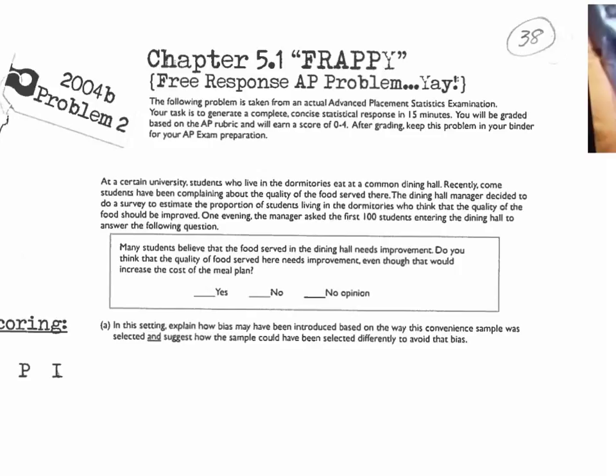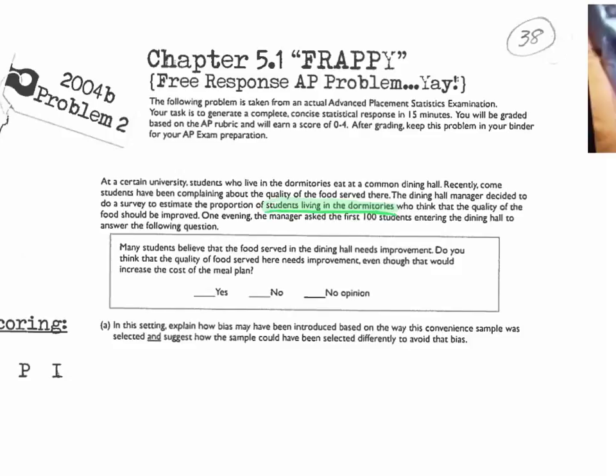First and foremost, in order to tell if there's bias going on, you really needed to identify what population you're generalizing to. You need to know who we are trying to represent so that you know if they used a good collecting method to represent that population. Here, who are they trying to represent? Students living in the dormitories who think that the quality of the food should be improved upon. So that's who we're trying to represent, students living in the dormitories.